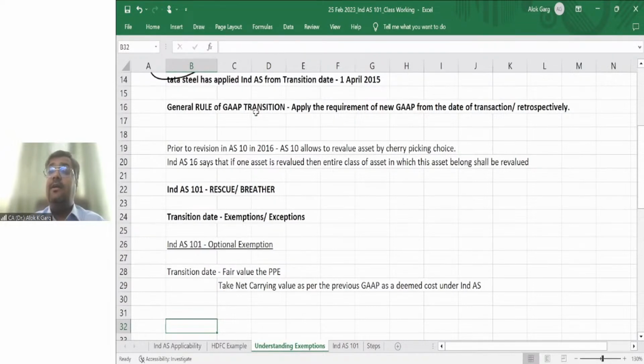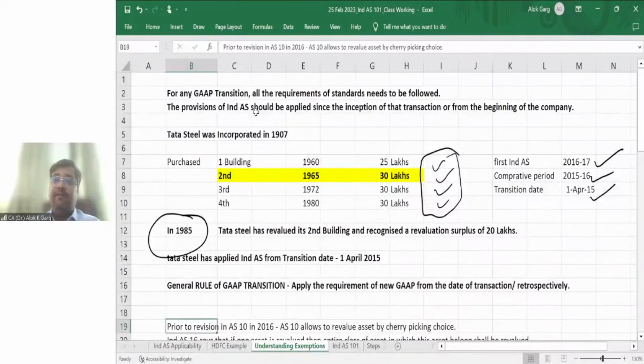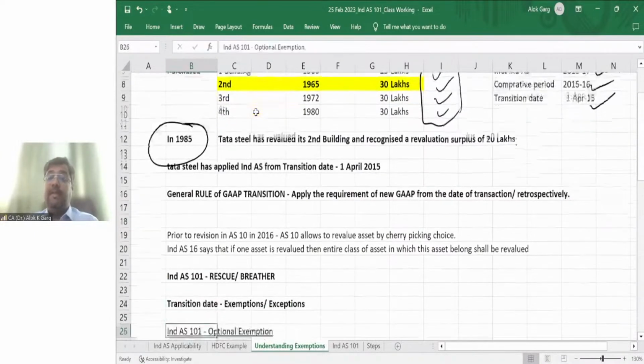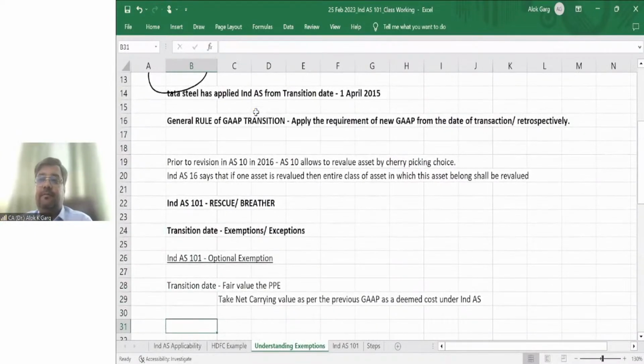So 101 says that IGAP के अंदर AS 10 के अंदर जो भी आपका क्लोजिंग वैल्यू थी आप उसको ट्रांजिशन डेट पे ओपनिंग वैल्यू मान लीजिए. It will become your opening cost under Ind AS and apply the provision of Ind AS from the transition date. So friends, in this case study, the problem statement which I have given you, which is a real life problem, in the solution which is given by Ind AS 101, what is your view? Life becomes simple or not? The most complex situation becomes the very simplest situation, right? Just by an exemption given by Ind AS 101, right?